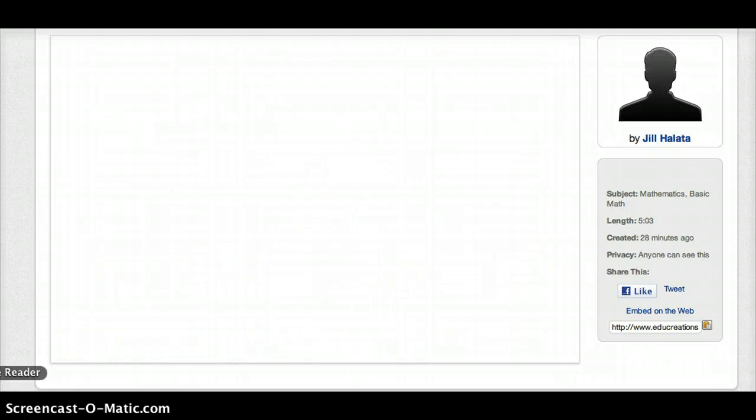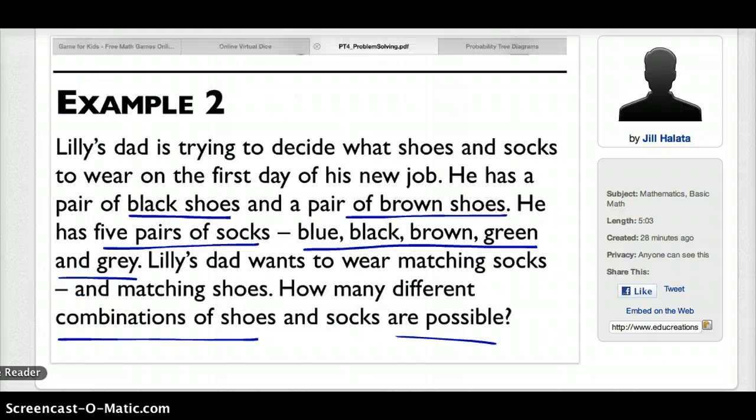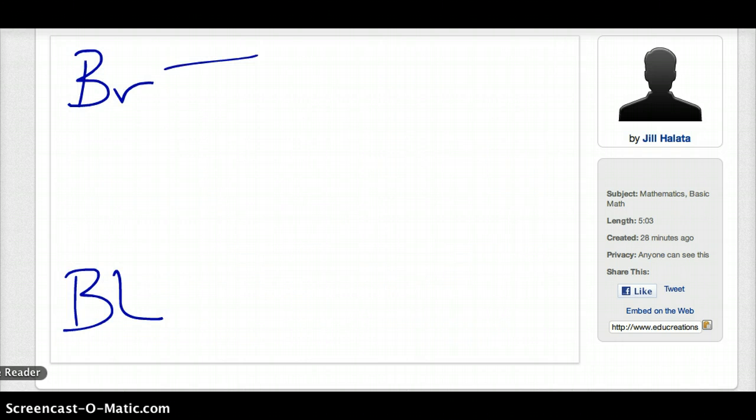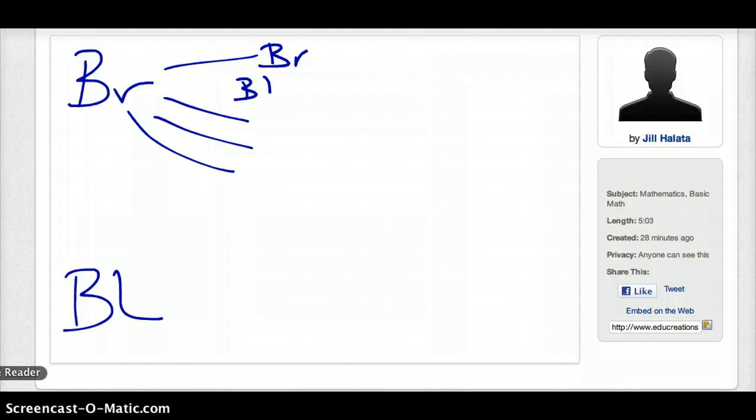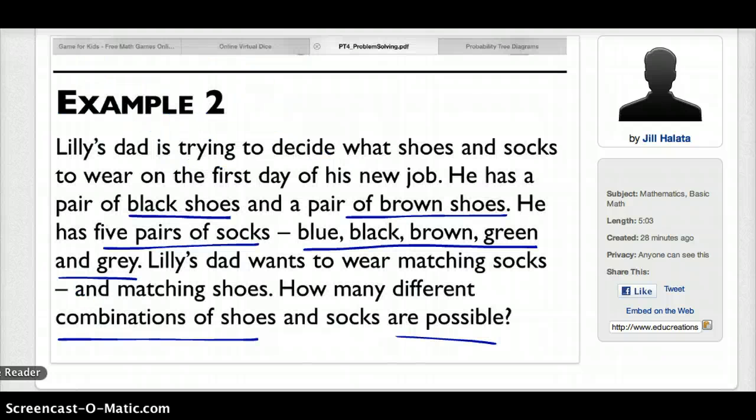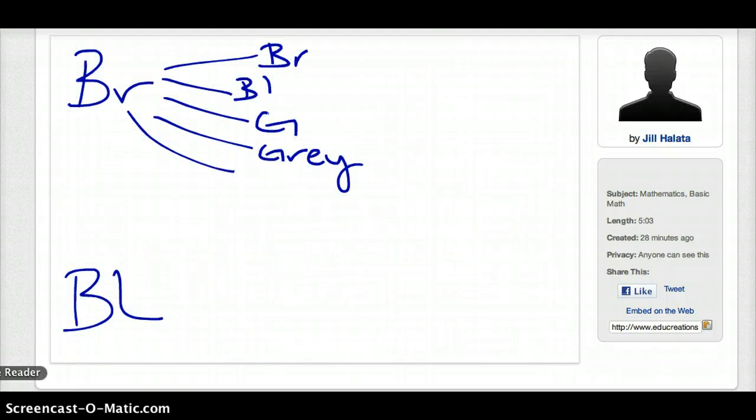All right, so let's go on to the next one. Remember, I have a pair of brown shoes, and he had a pair of black shoes. Then off of there were 5 different colored socks: blue, black, brown, green, and gray. So I'm going to have 5 branches coming off of my shoes. My first branch where it starts is your shoes. So I could have brown socks, black socks, green socks, gray socks, and blue socks.